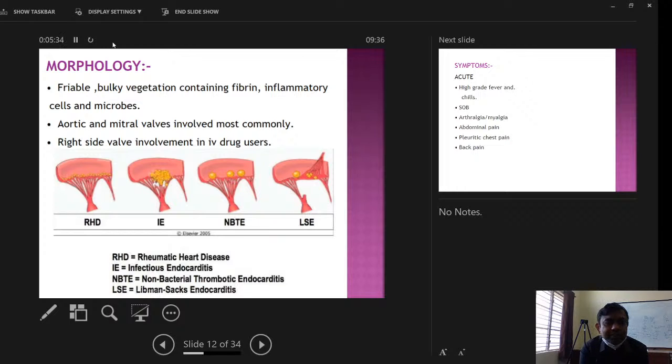The aortic and mitral valves are the most commonly involved valves, and right-sided valve involvement is seen in IV drug users. So in rheumatic heart disease and infective endocarditis, at a single place there is a big thrombus formed, and Libman-Sacks endocarditis is seen in SLE, systemic lupus erythematosus. It is seen underneath the cusps of the valves.